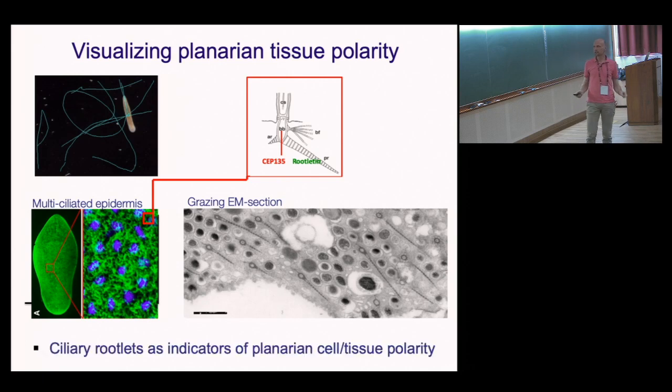So what this means is that we can use the ciliary rootlet orientation in the planarian epidermis as basically a readout of polarity in the system. However, there's a catch to that. EM is great for visualizing things, but the field of view tends to be tiny. And so for our purposes, we of course would like to see rootlet orientation in the entire epidermis.